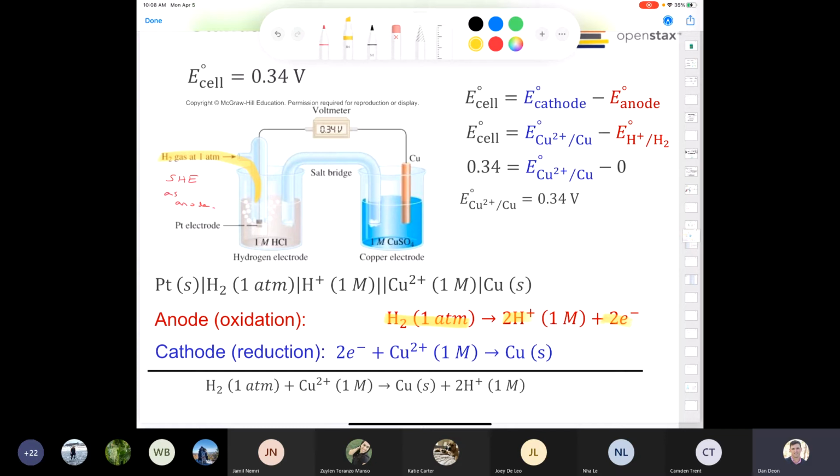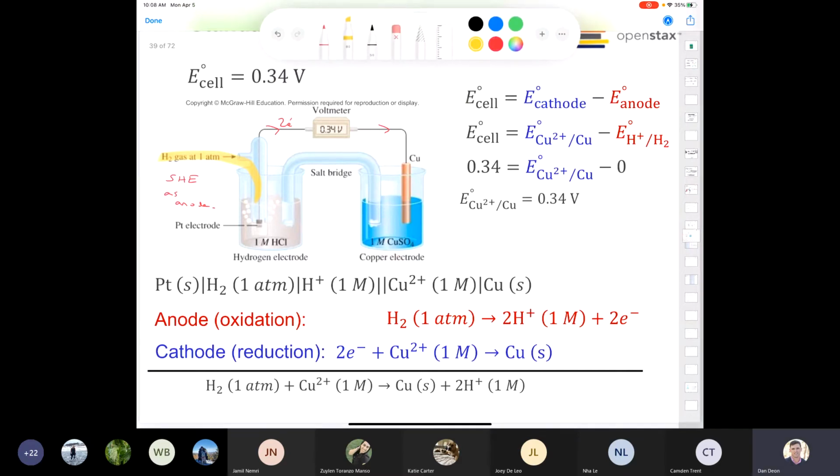Plus electrons. Those electrons are going to flow through the wire in this direction. So I have the electrons flowing in this direction. And what's going to happen? They're going to reduce the copper 2 plus ions. Same old formula that we looked at on the last slide.